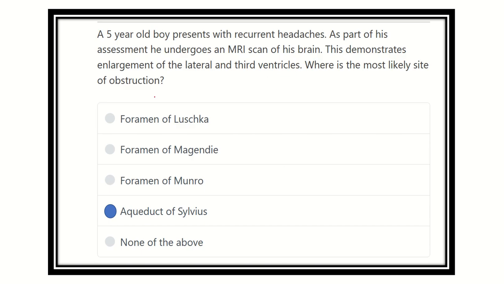So now it is clear that with the lateral ventricle and third ventricle enlarged, the blockage is between the third ventricle and fourth ventricle, and this is the aqueduct of Sylvius. Among the other options, the foramen of Lusca: L for lateral. It lies laterally in the fourth ventricle, and they are two in number, one foramen on each side.